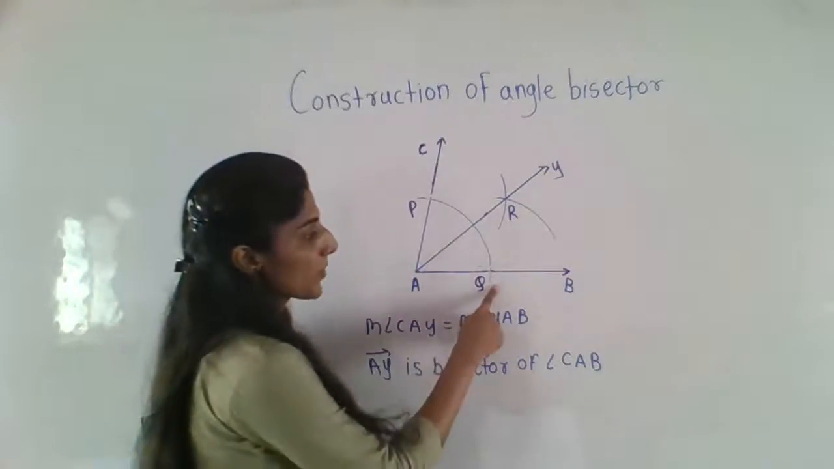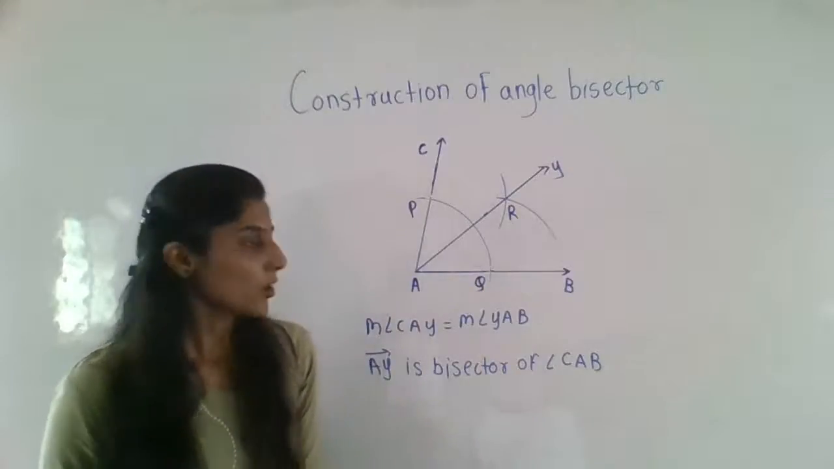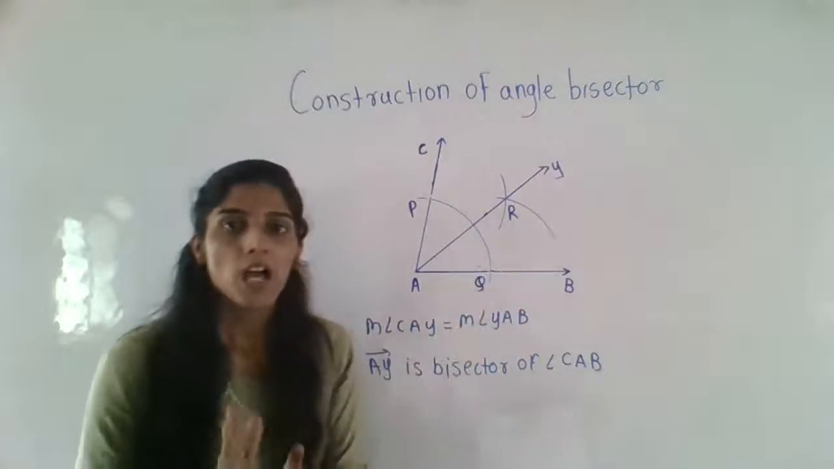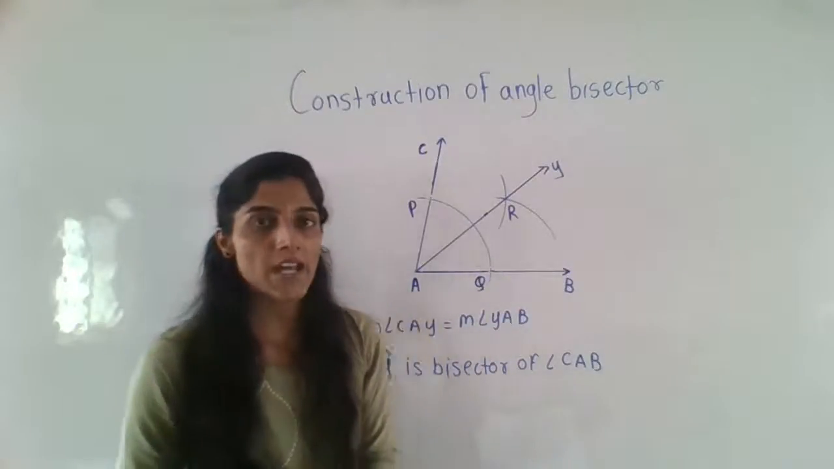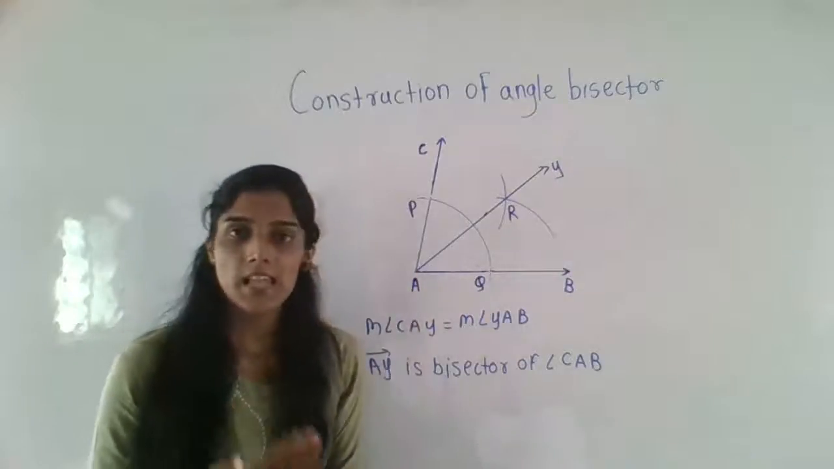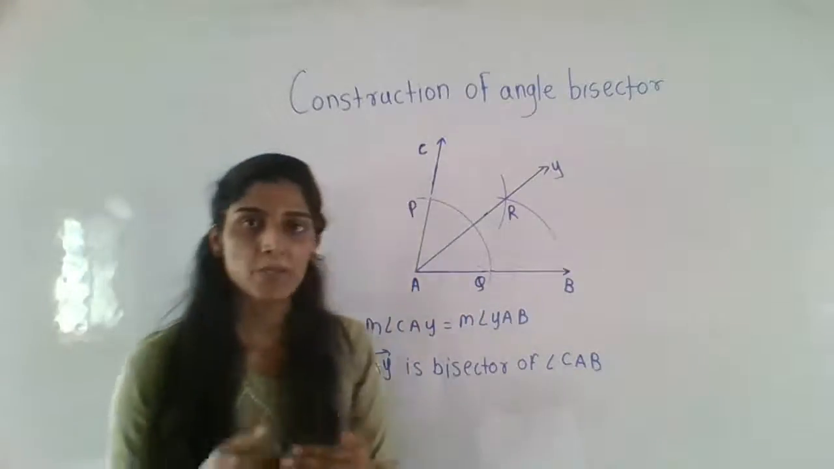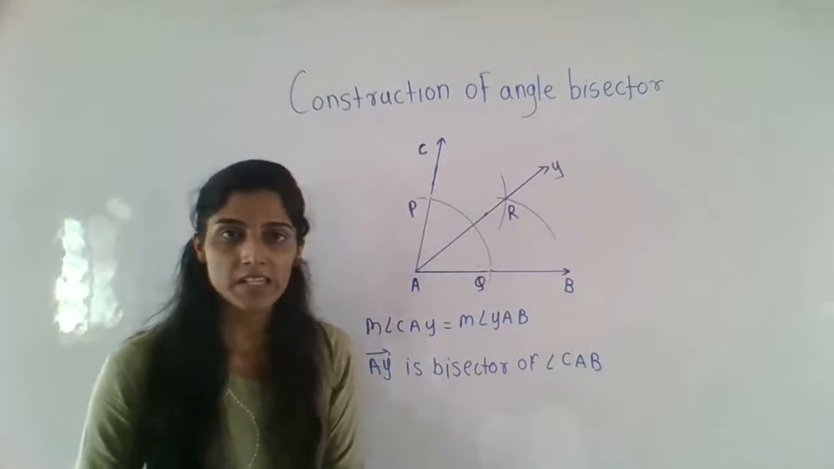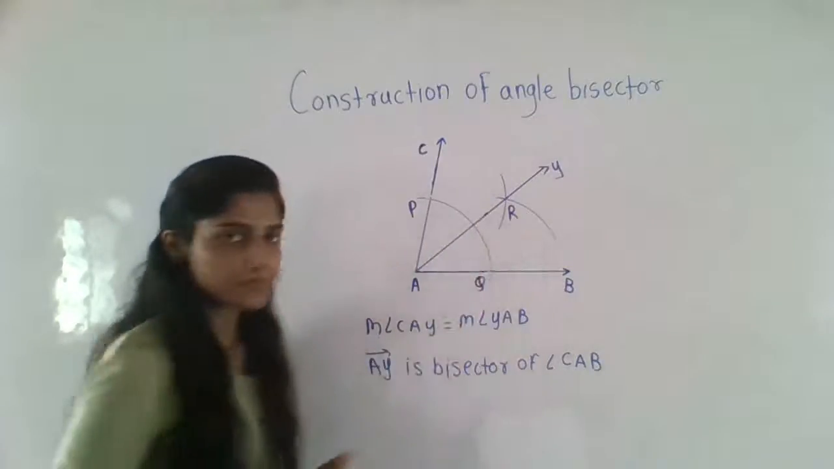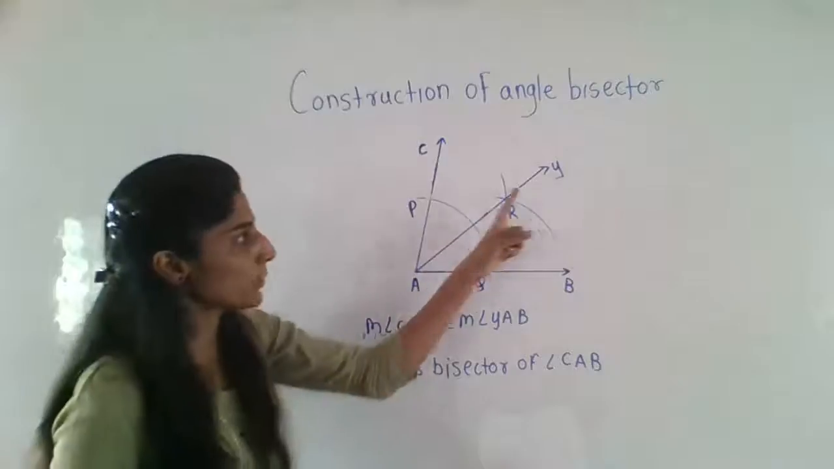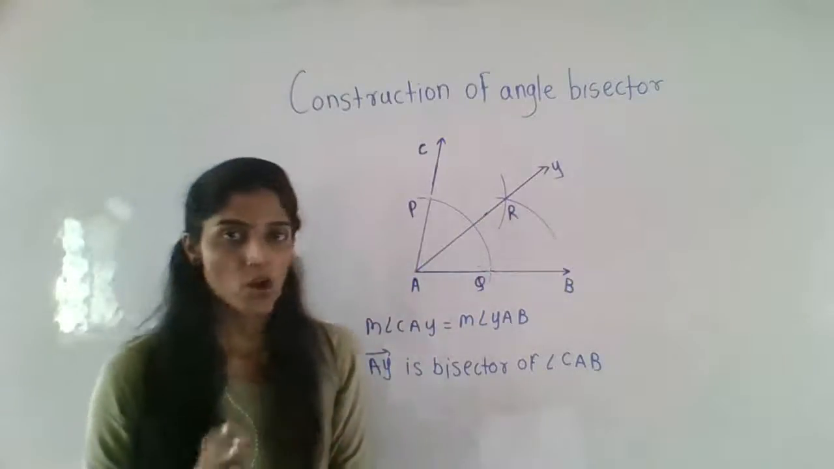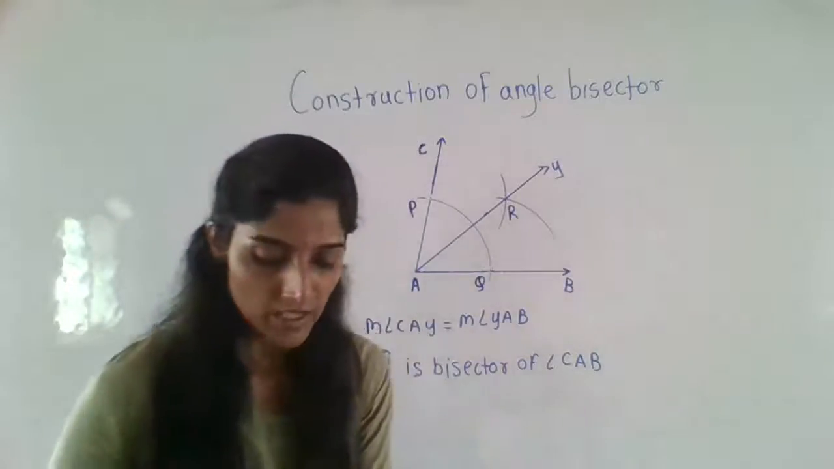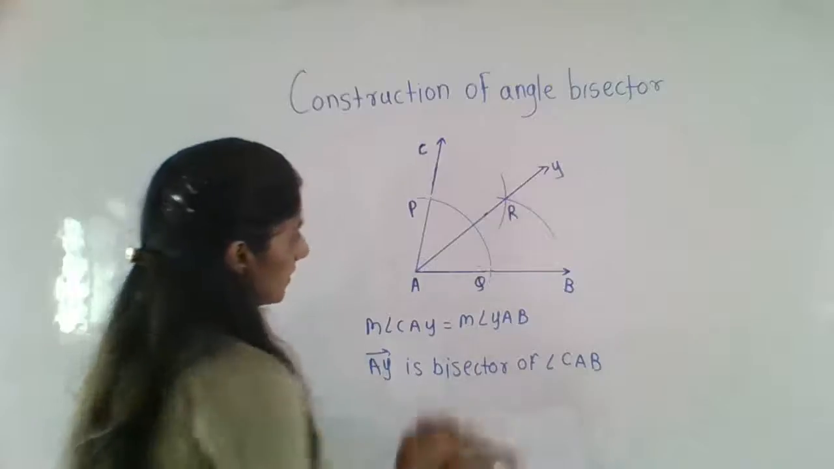Now second step, keep the point of the compass on the point of intersection, and with a convenient distance draw an arc inside the angle. With the same distance, keep the point of the compass on the next intersection point and draw an arc which cuts the previous arc inside the angle, and join the point of intersection and the vertex of the angle. You can get the angle bisector. Understand? Now let's see our next example.